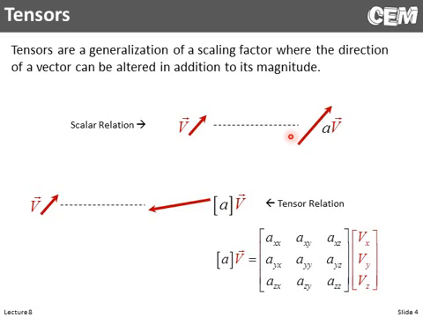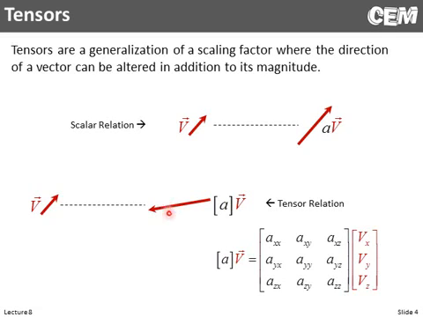So a tensor now is a generalization of this. We'll start off with the same vector v, but now we're going to multiply it by this thing called a tensor. And tensors can now modify both the magnitude of v, so it'll have a different length, but also its direction. In fact, it can point in a completely different direction and have a completely different magnitude.